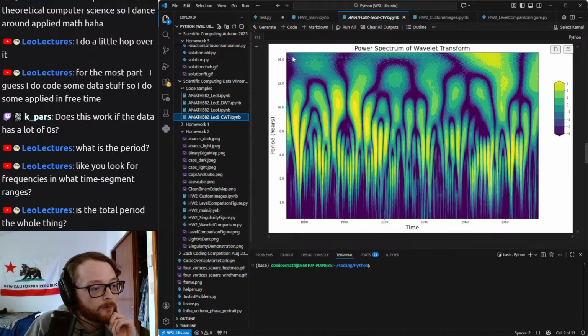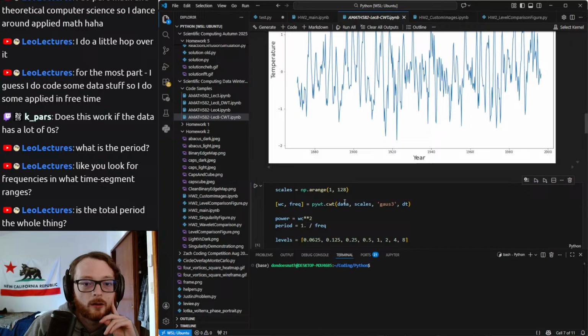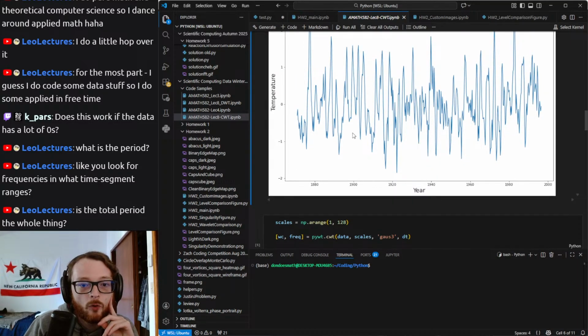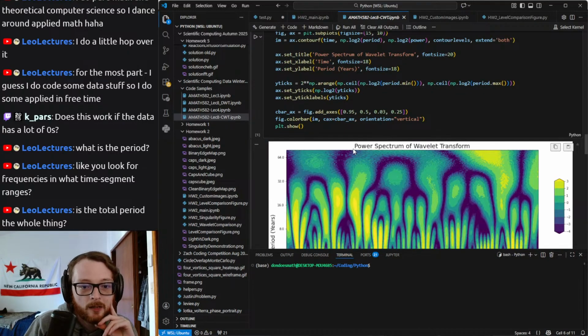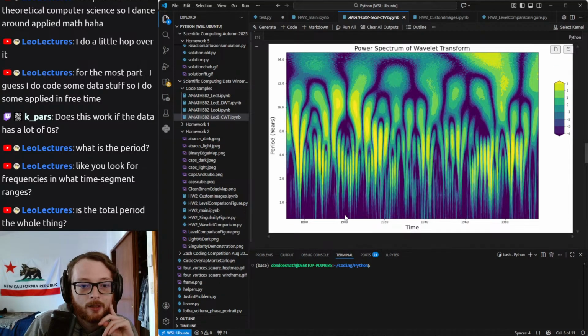What is the period? Like, you look for frequencies in what time segment ranges? It's the total period, the whole thing. It basically means, look, if you look only at the year 1900, this vertical slice, you can see what frequencies are present in that year, or immediately around that year, like some small neighborhood, I guess. So I think they made it period instead of frequency just for aesthetic reasons.